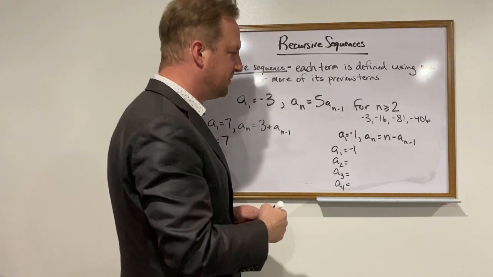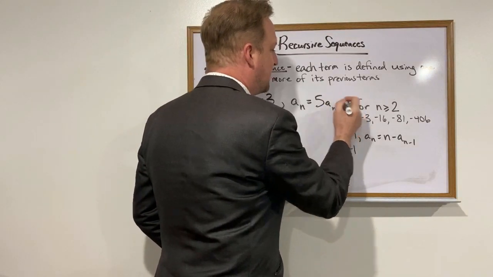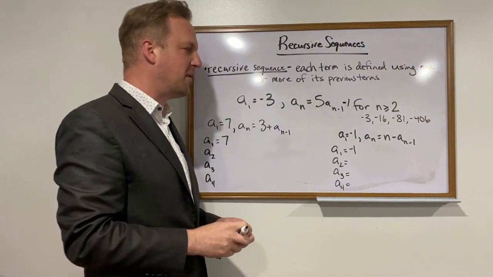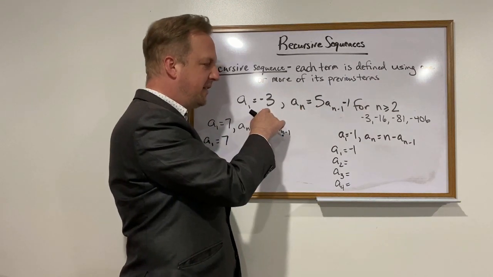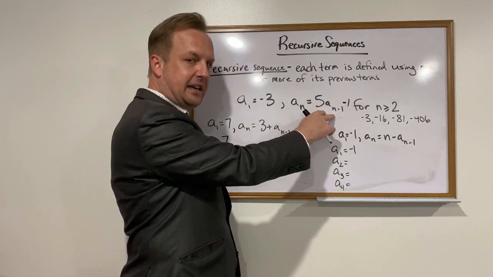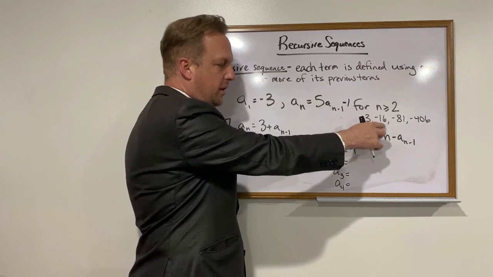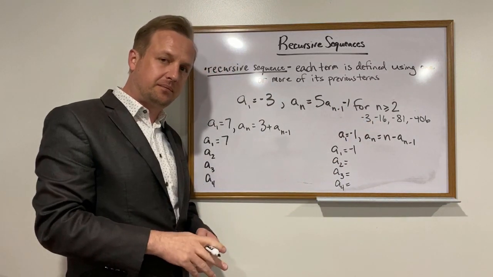Oh yeah. Turns out we also need -1 here. That'll make everything make a whole lot more sense. So 5 times -3 is -15, minus 1 more is -16.